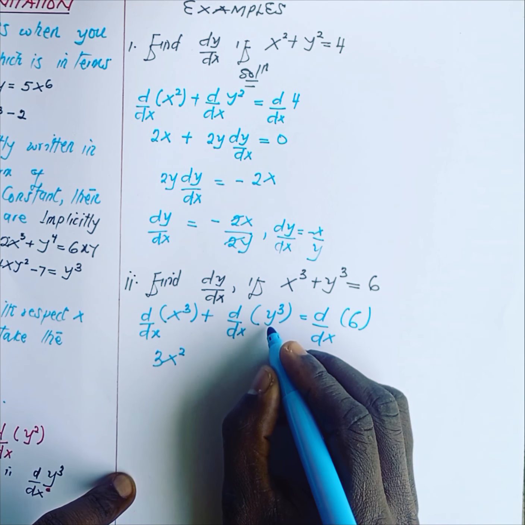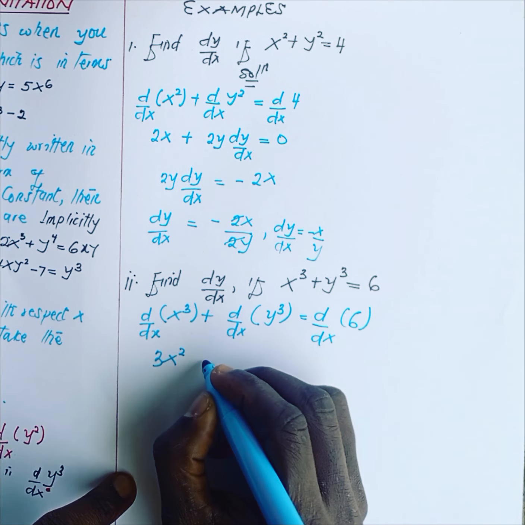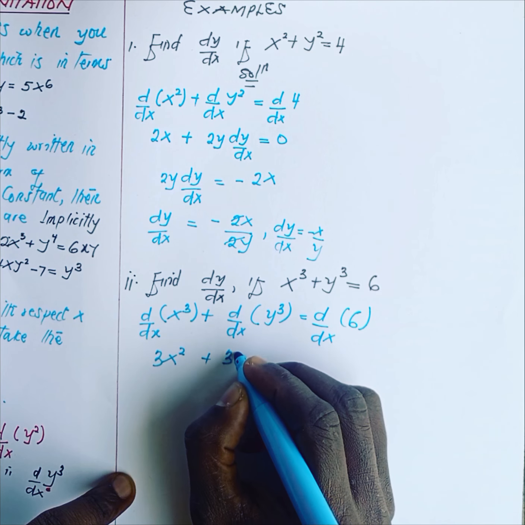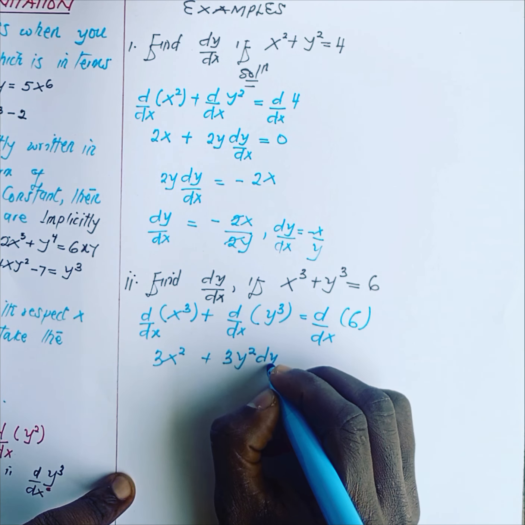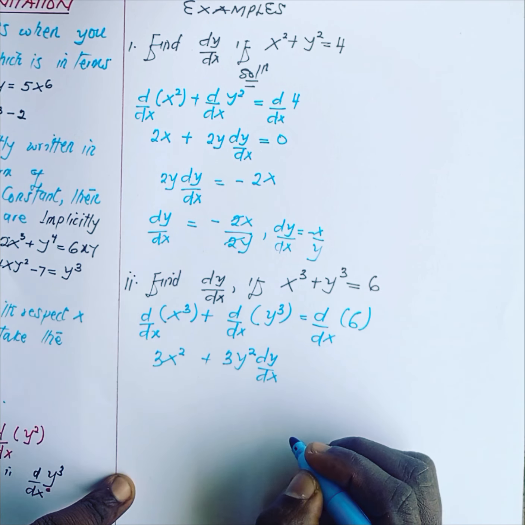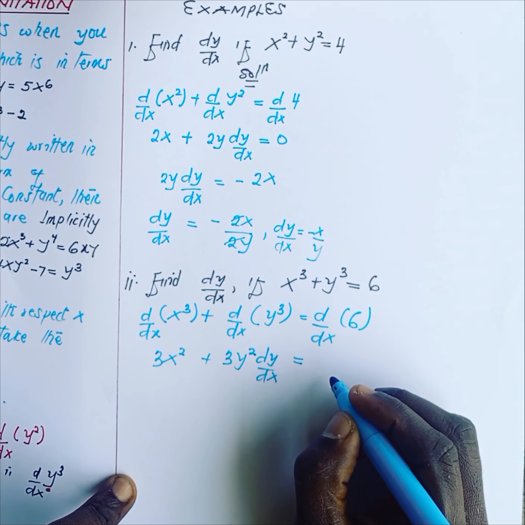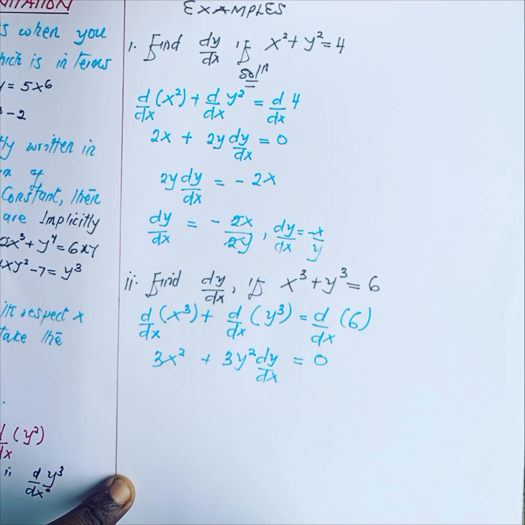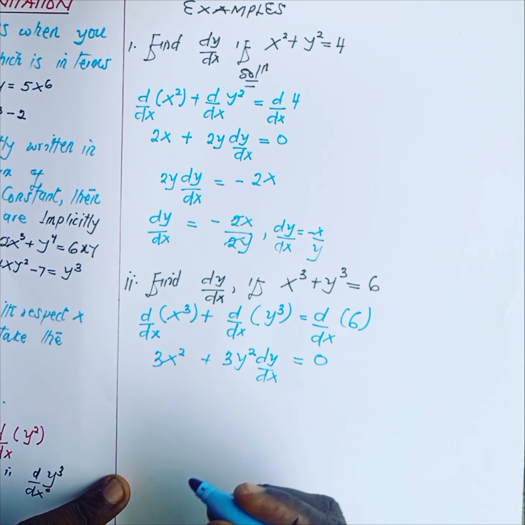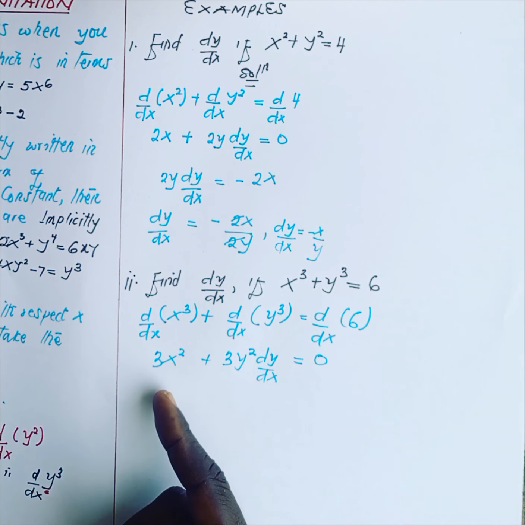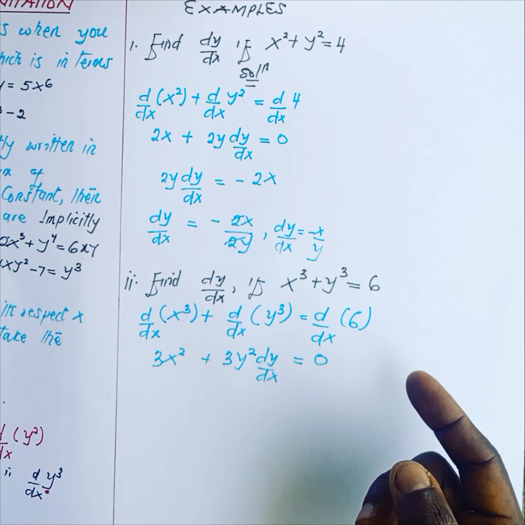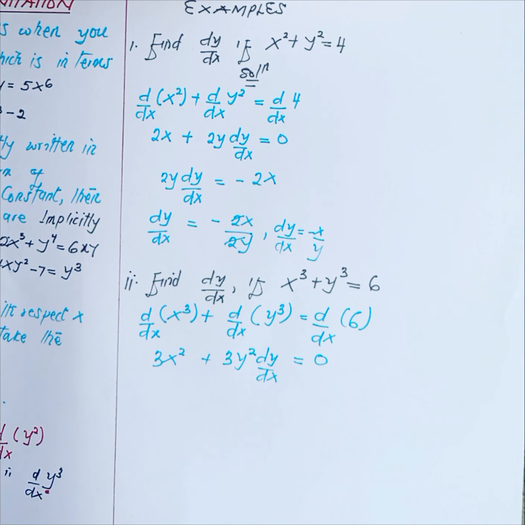So when we differentiate x cubed, we are getting 3x squared by the power rule. And then when we differentiate y cubed, we are going to get 3y squared, and then I said you add dy dx. And then when we differentiate a constant, we are getting 0. So we are looking for dy dx. So we just have to bring the 3x squared to the other side of the equation.